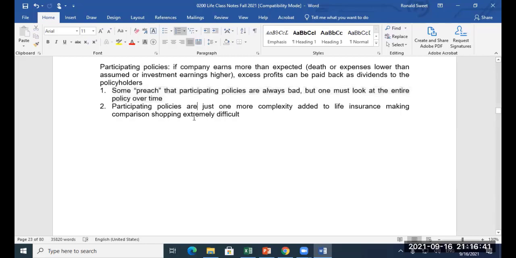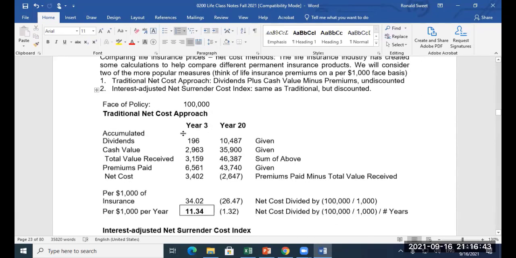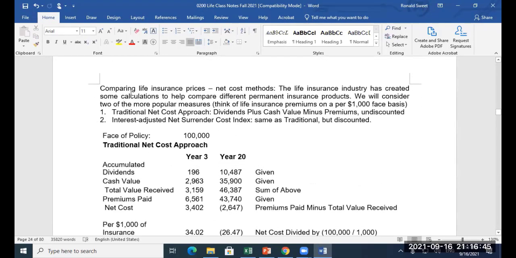So what can you do with all of this stuff? So if you need to compare two policies, and I would put in your notes that this is really if you're trying to compare two whole life policies. This doesn't really work for universal life or the other complicated products, but for two whole life policies, you're trying to pick between them, and they're both participating. So you're going to know what's the best deal.